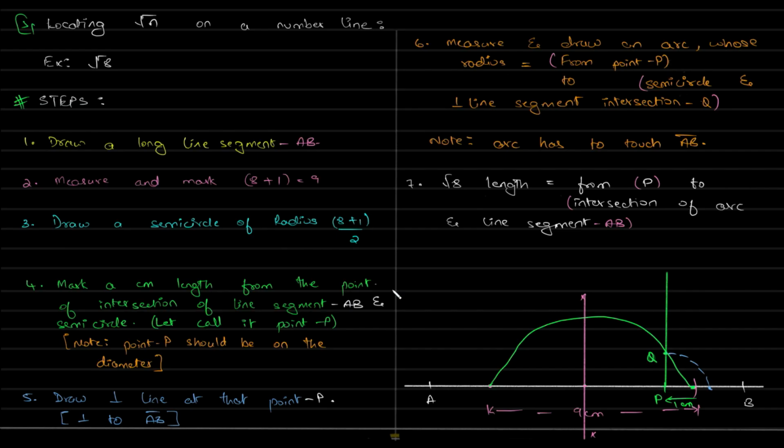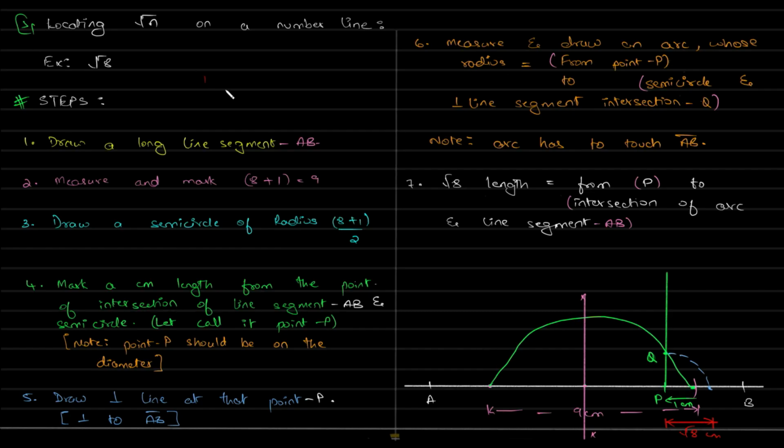Now the final thing is root 8 length is from point P to the intersection of the arc and the line segment AB. So basically it's from here to here. Okay, this is root of 8 centimeter. Right? So this is how you draw root 8 centimeter on a paper.